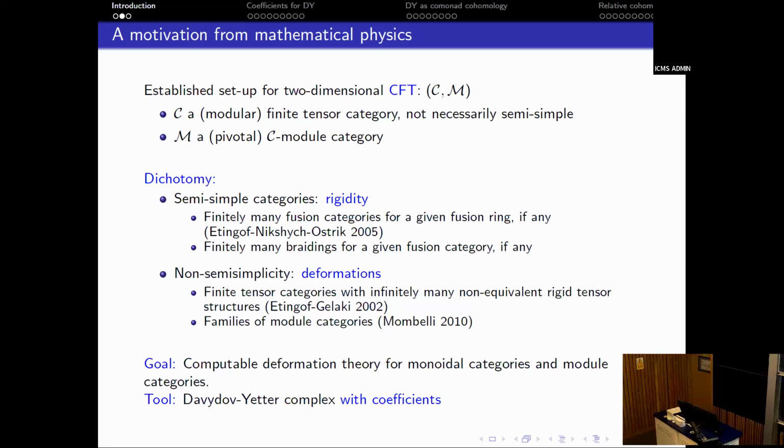And the idea in this talk is to get tools for actual computations in actual models. Maybe that's a bit of an old-fashioned approach, but it still has its values. And I want to explain Davydov-Yetter cohomology.